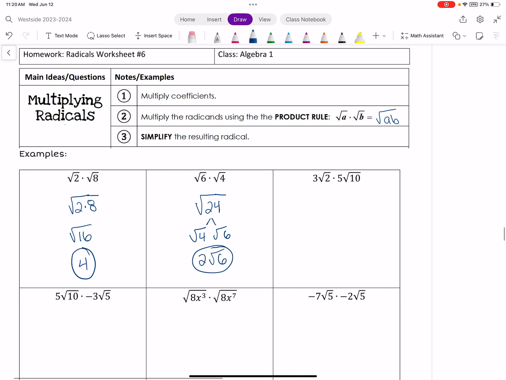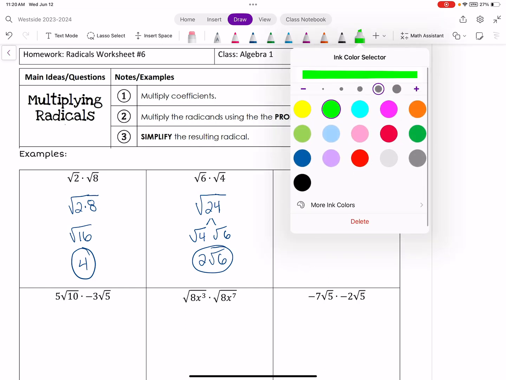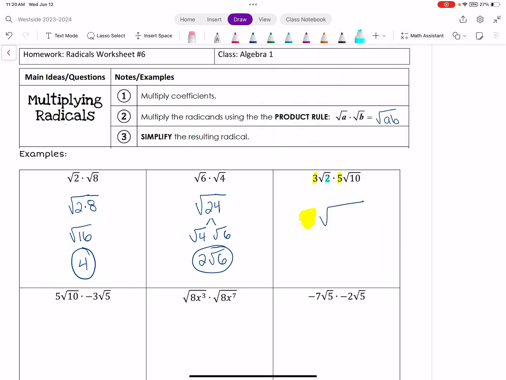The next example, we finally have numbers out in front. So we're going to multiply those numbers out in front, and that's going to go in front of my radical. Then the numbers that are under the radical, we're going to multiply, and those are going to go under my radical. So 3 times 5 is 15, so 15 goes out in front. 2 times 10 is 20, so 20 goes under the radical.